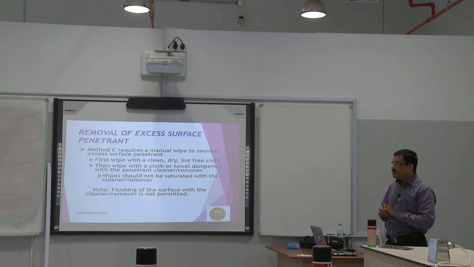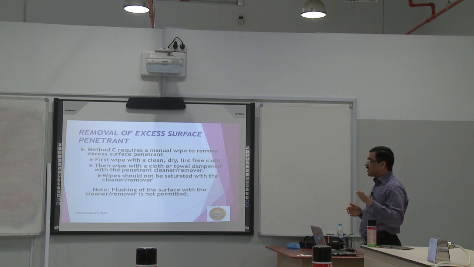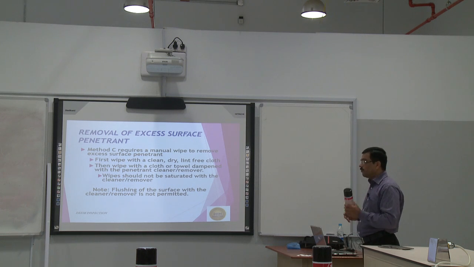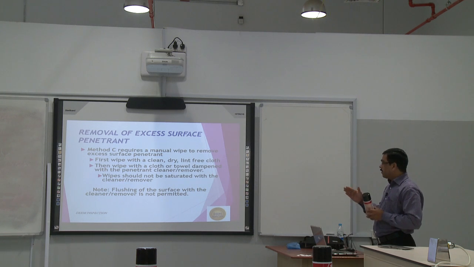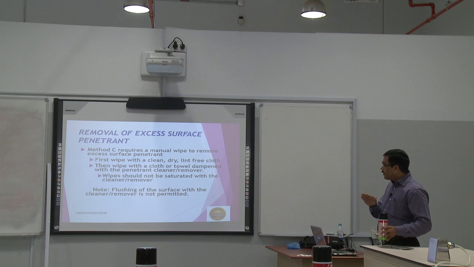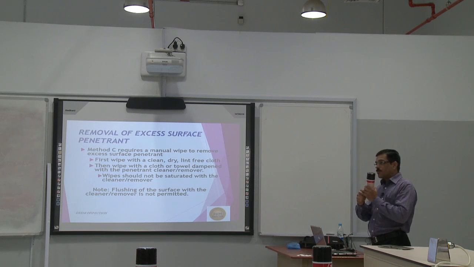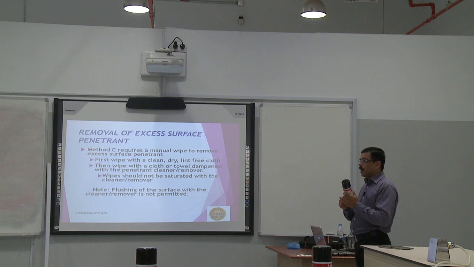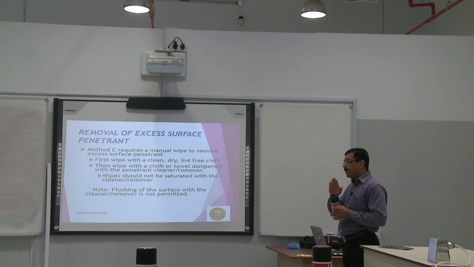Now, how to remove the excess penetrant. After the dwell time is finished, this is method C. We studied type 2 method C, visible solvent removable. In the solvent removal method, after the dwell time, we first wipe with clean, dry, lint-free cloths. We usually use cotton cloths. Then wipe using a towel dampened with solvent. Then again clean, and finally with dry cloths, until there is no trace of penetrant on the towel.